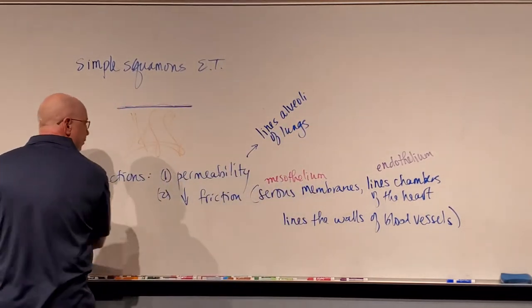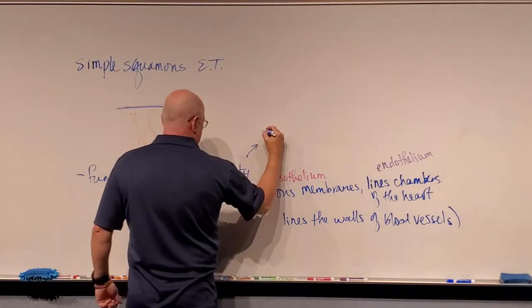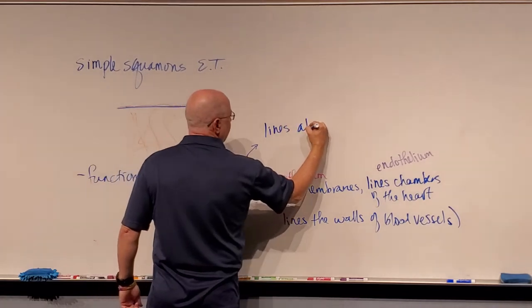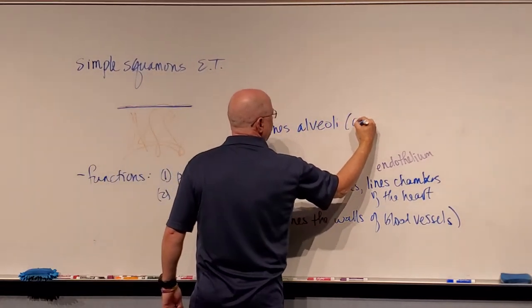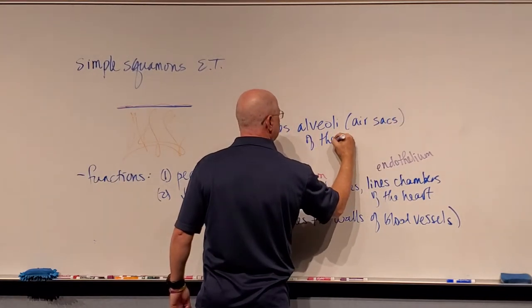And I know it's probably hard to read when you're reading your screen and it's all crooked, so let me rewrite that. It lines what we call the alveoli. And the alveoli are known as the air sacs of the lungs.